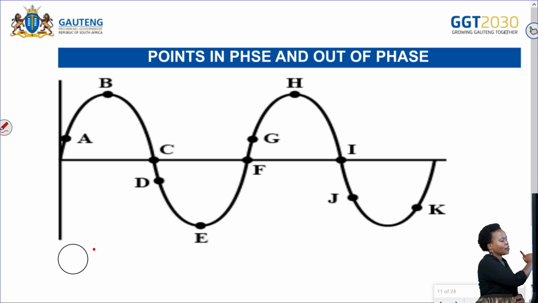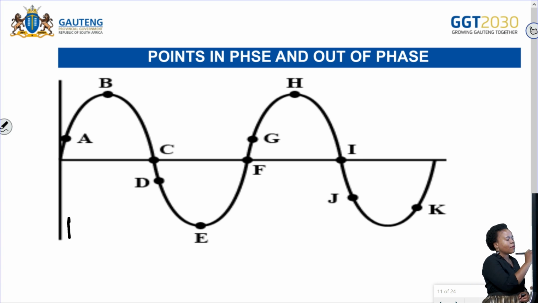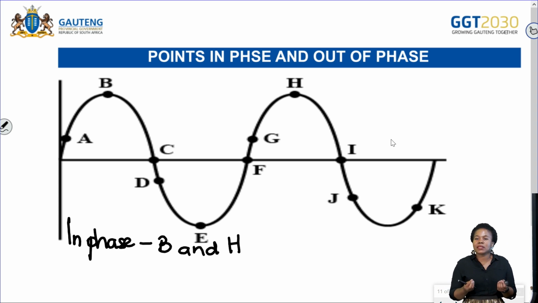Okay, let me write in phase using black because they are in phase. They are in the same state of vibration. In phase, you have your B and H. Mind you, they're in the same state of vibration, meaning you can't just say B. It has to go in pairs. It has to be a certain alphabet alongside another alphabet. That means you have looked at both and their states of vibration, and you said, okay, these two are in the same state of vibration.